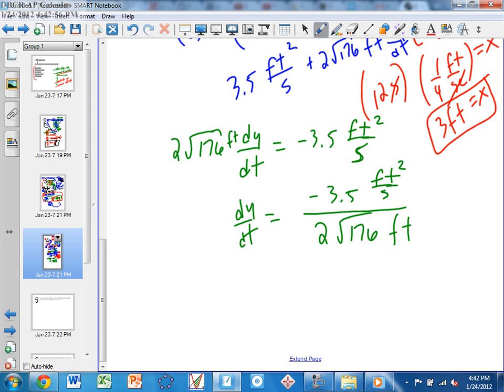Now, what's going to happen to one of your feet? I know it sounds not grammatically correct. They're going to cancel, right? So this feet will cancel with this. What are you left with as units now? Feet per second, which is exactly right, because y is measured in feet, t is measured in seconds.